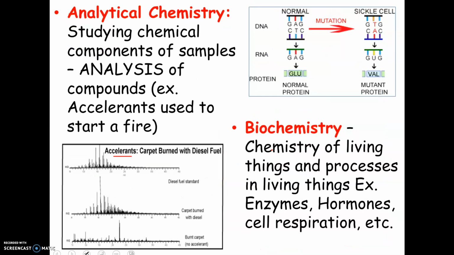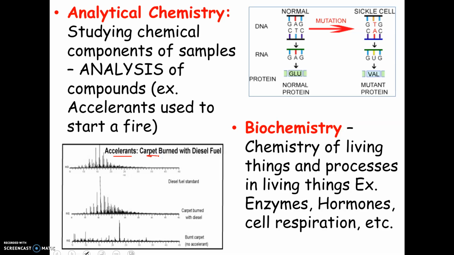We can further divide things. Analytical chemistry is specifically studying chemical components of samples. So if you discovered a brand new snake venom and you want to know what's in it, because it's not necessarily going to be a pure chemical, it's maybe going to be composed of many chemicals, that would be analytical chemistry. And analytical chemists would also look at things like, in this case, accelerants.